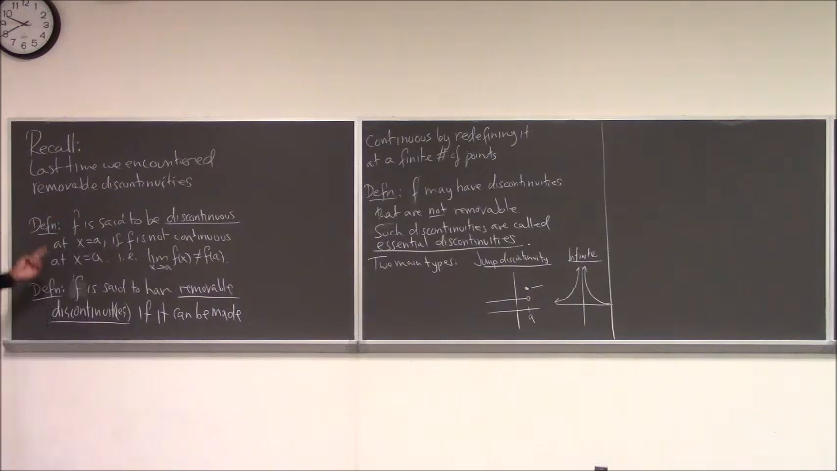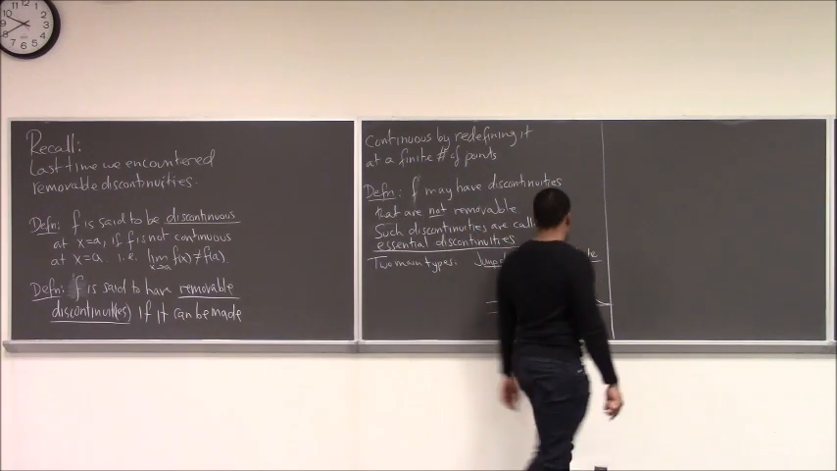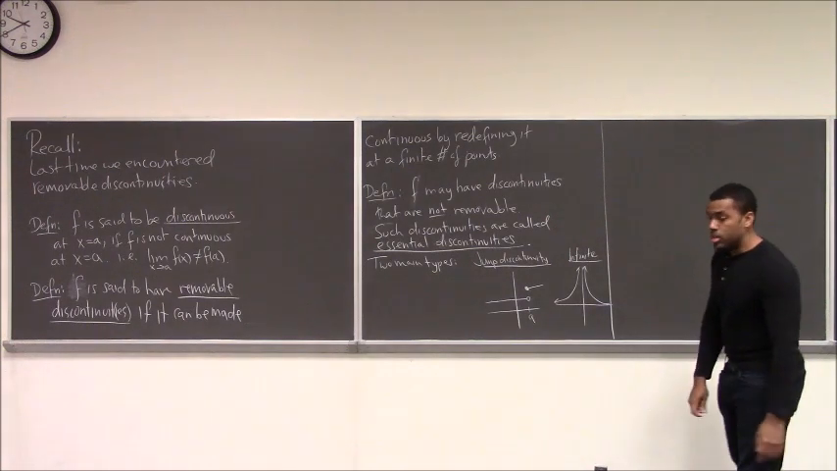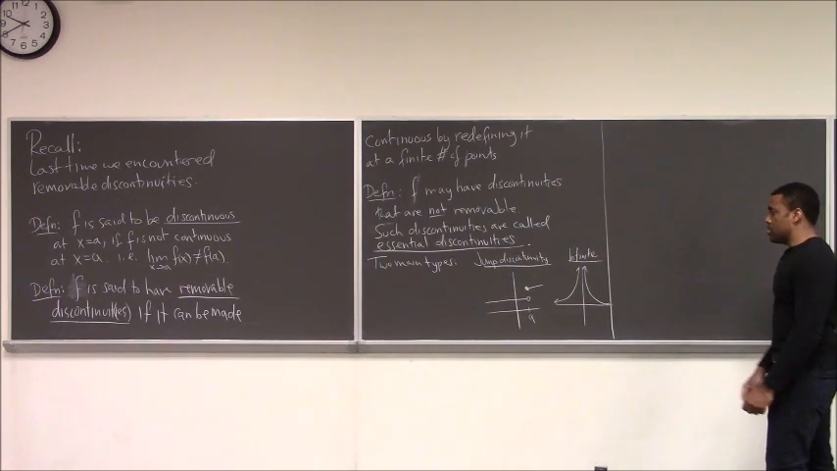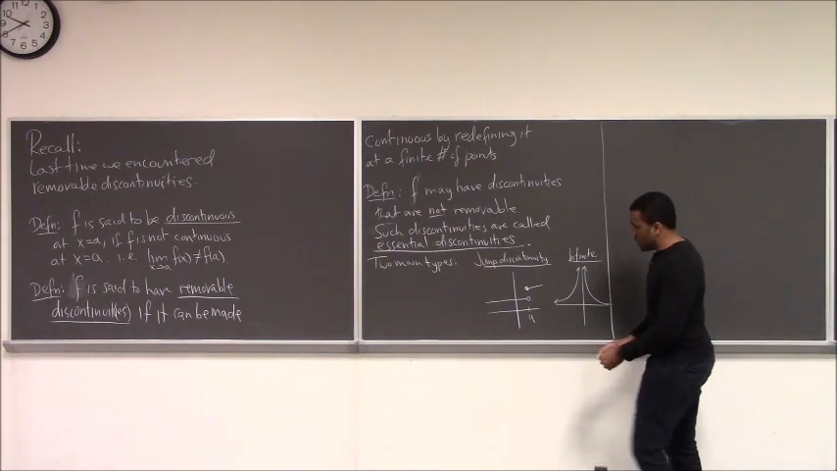So when something is not continuous, we say it's discontinuous there. Discontinuities can be removable or non-removable. The non-removable ones are called essential because you literally can't remove them, you have to keep them. To change them, you'd have to change an infinite number of points on the function, which will drastically change how the function is meant to behave.